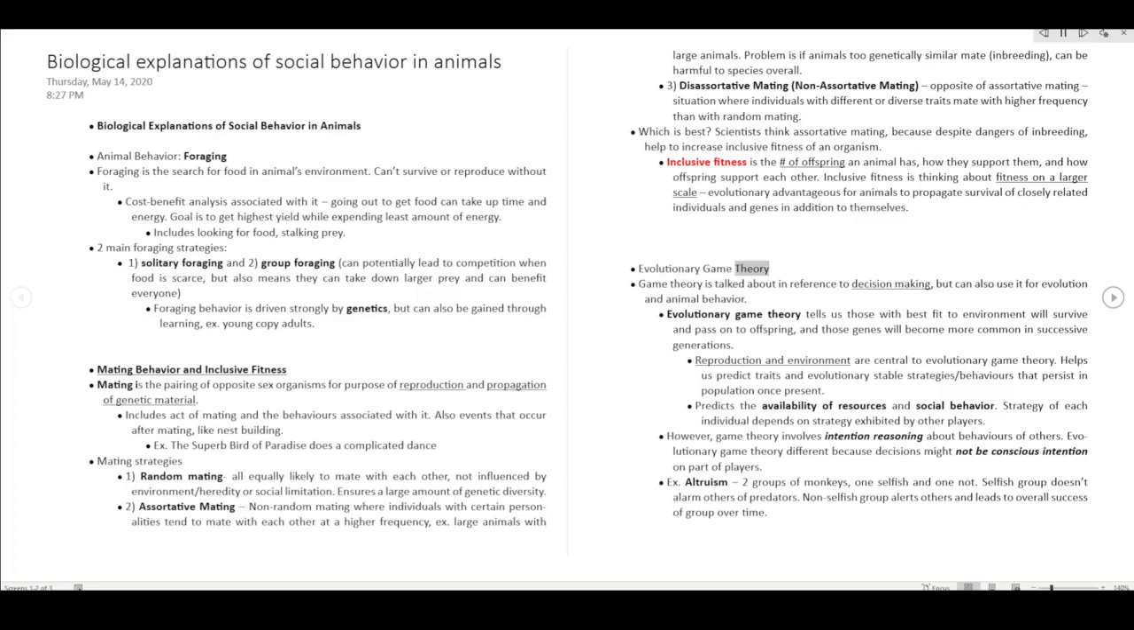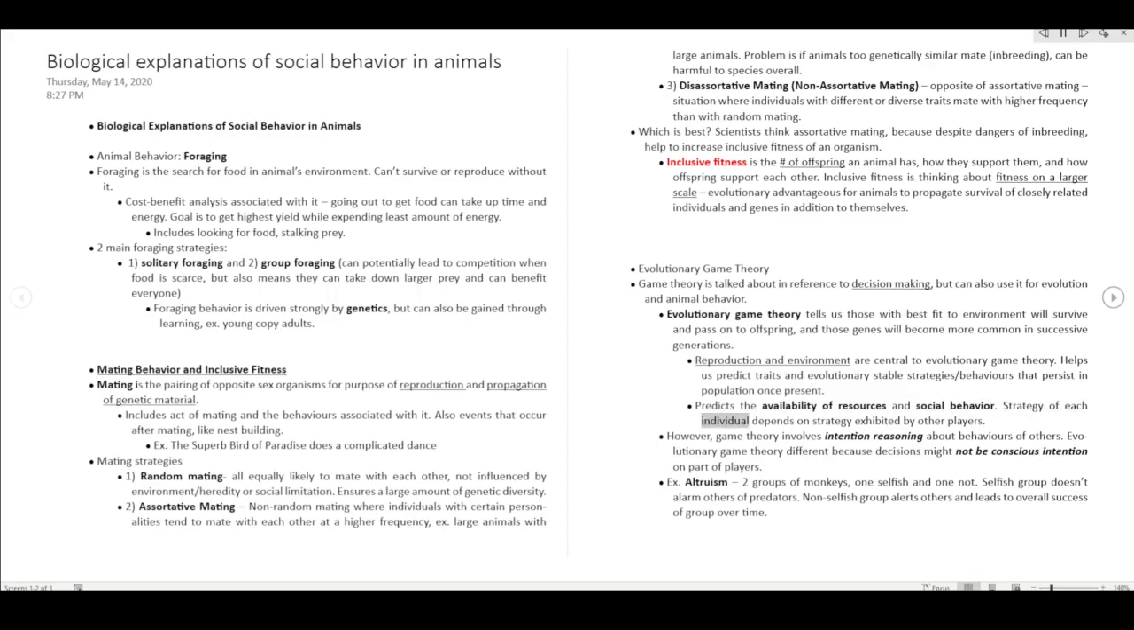Evolutionary game theory. Game theory is talked about in reference to decision-making, but we can also use it for evolution and animal behavior. Evolutionary game theory tells us those with the best fit to the environment will survive and pass on to offspring, and those genes will become more common in successive generations. Reproduction and environment are central to evolutionary game theory. It helps us predict traits and evolutionary stable strategies and behaviors that persist in a population once present. It predicts the availability of resources and social behavior.